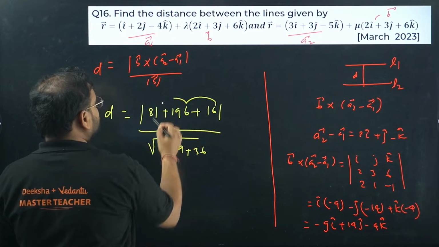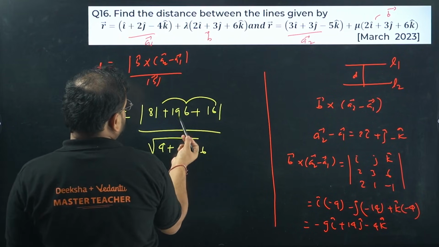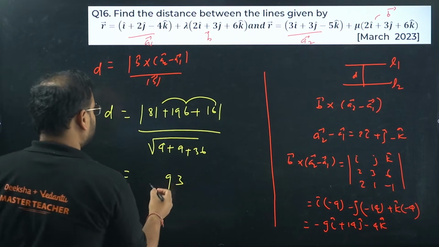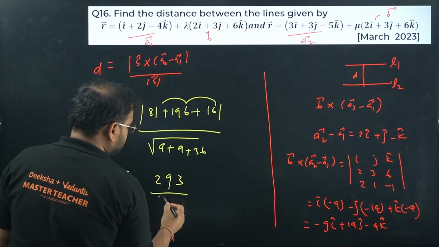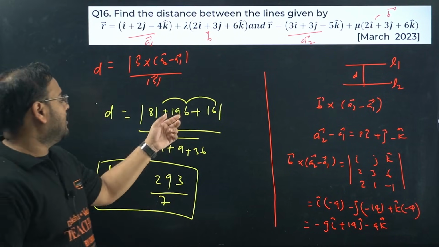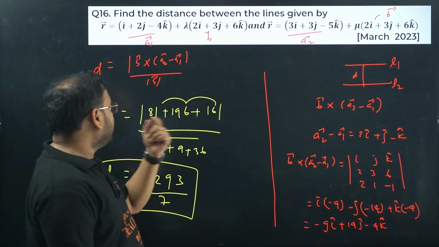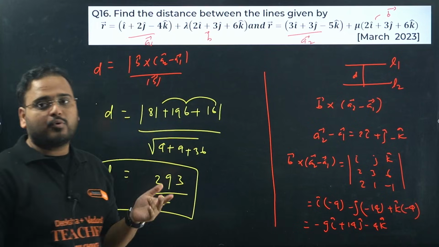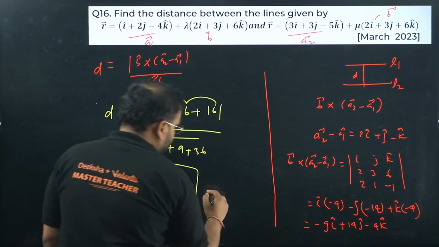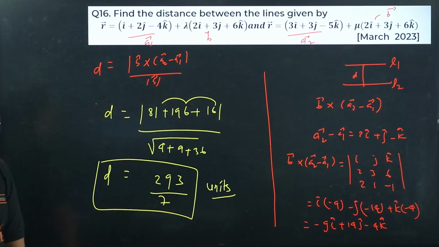So take the sum. 6 plus 6 is 12 plus 1 is 13, carries 1, right? Then we have 1 plus 9 is 10 plus 8 is 18, 1 is 19, carries again 1, 1 plus 1 is 2. 293 upon 7 is the distance. Let me just cross check the calculation. 96 plus 4 will be 212, plus 8 will become 292 plus 1, 293. 293 by 7 is the shortest distance. Distance will have units. Please check. This is your right answer.